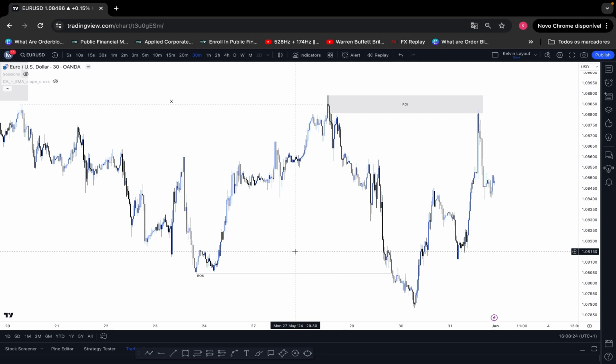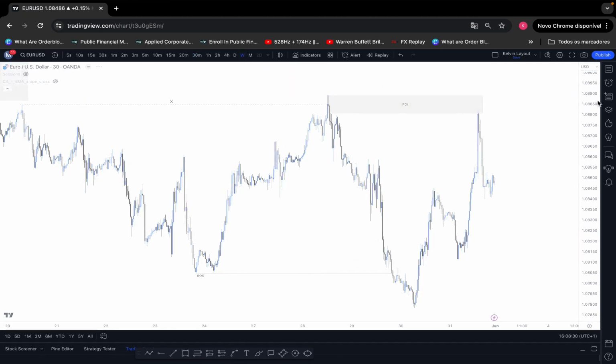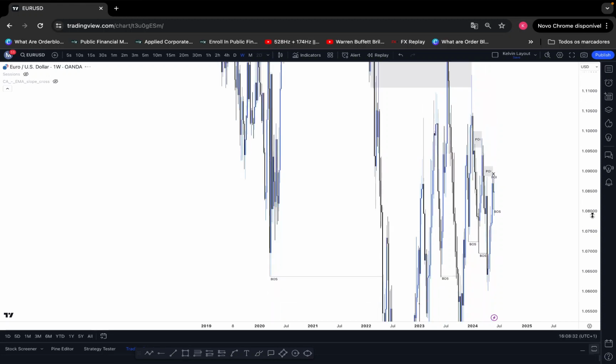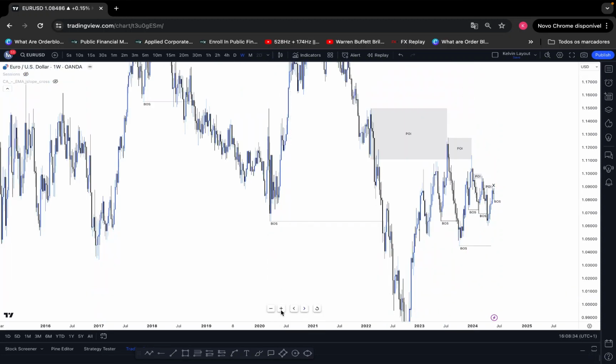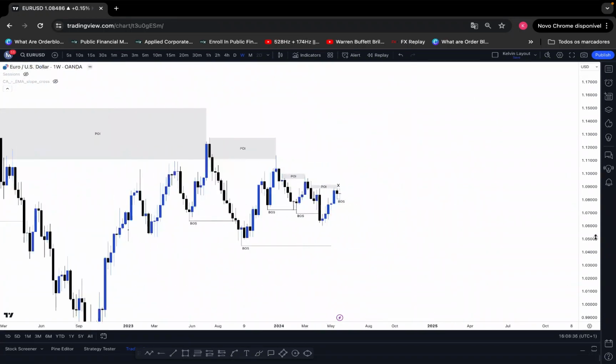So without further ado, let's not waste too much time. Let's look at Euro USD. We're going to start quickly from the weekly time frame. Let's understand overall what we're looking for on Euro USD based on the higher time frame intention.